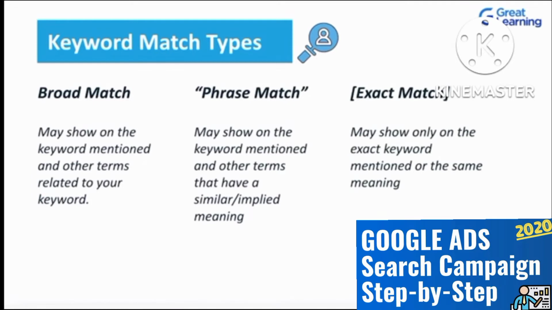Other than these three types of keyword match types, there's also the negative keywords. So once you start your search campaign and you run it for some time, you would identify some search terms that are not at all relevant to your business and not driving the end objective of your business at all. So you can actually add them to your negative list and ensure that you don't end up paying for terms that are not relevant for your business.